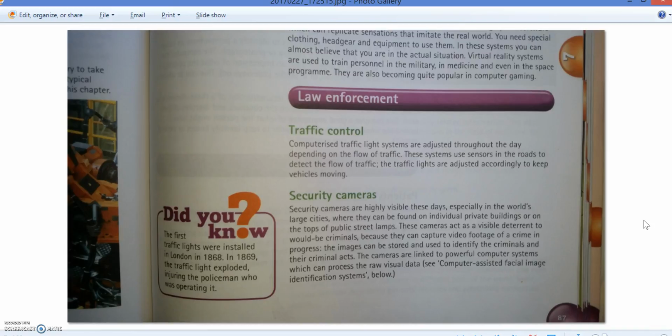So most individuals, most businesses usually have some kind of security camera, and these cameras can capture footage of a crime in progress, and you would have seen many examples of this in the recent past right here in our own country, where many crimes are being captured on security camera footage. Now, if these cameras were also linked to powerful computer systems, then this data can actually be processed and individuals can be identified through computer-assisted facial image identification or facial recognition systems. I'm pretty sure you guys would have seen this in many different TV shows as well.